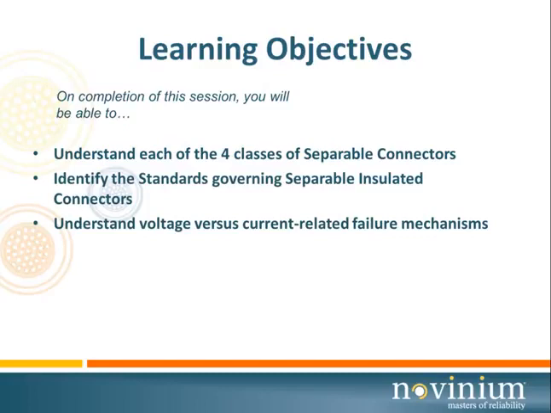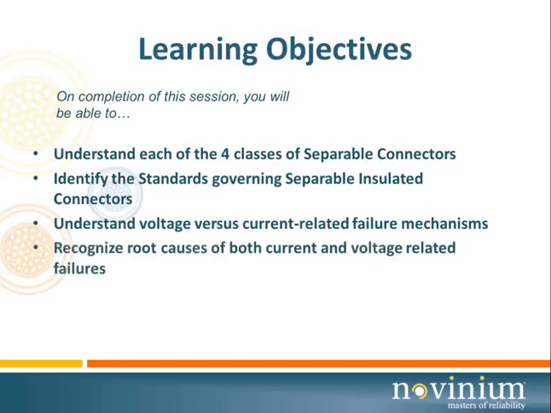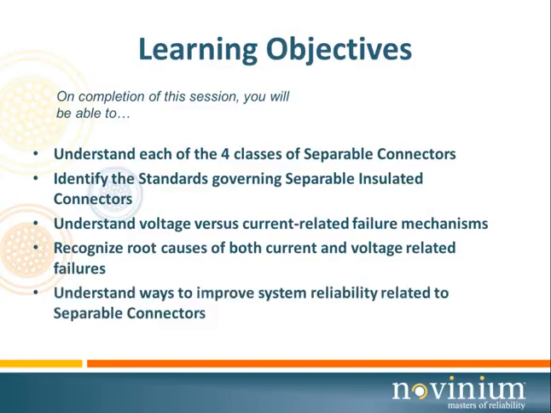And then we're going to go through current and voltage-related failure mechanisms so you can understand the differences between them, and then recognize the root causes of either one of them. And when we have all that together, this will give you a much better understanding of how we can improve the reliability of separable connectors, and ultimately the system.